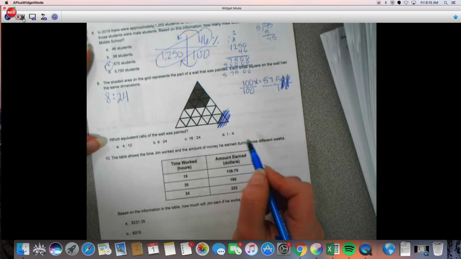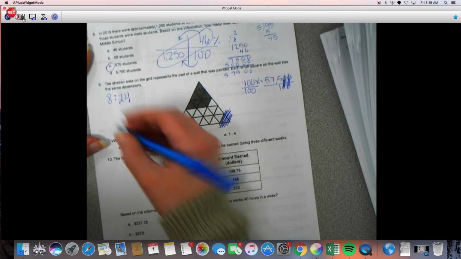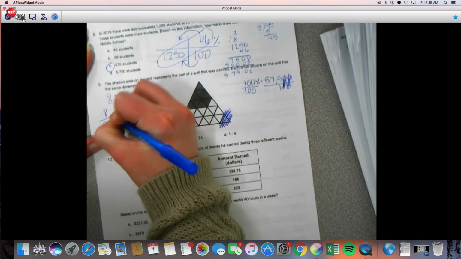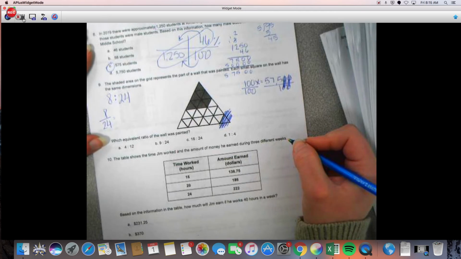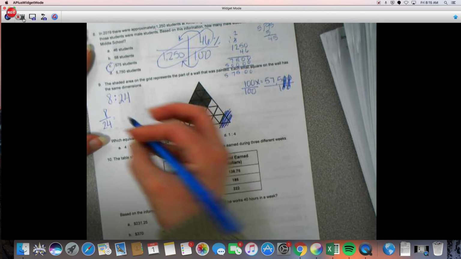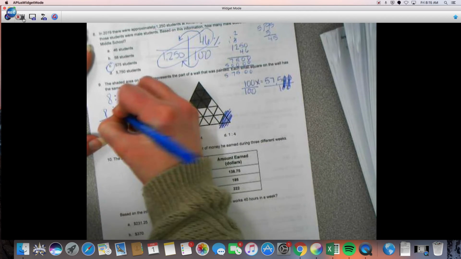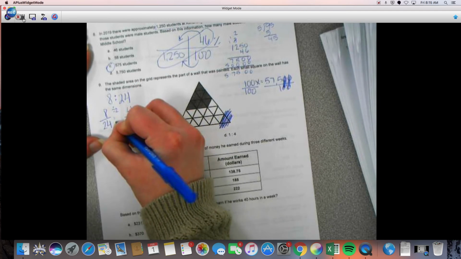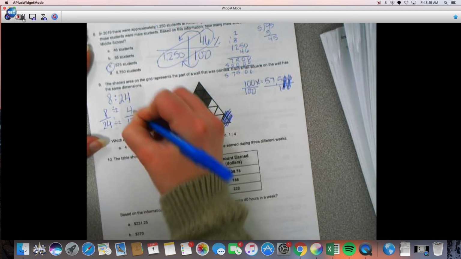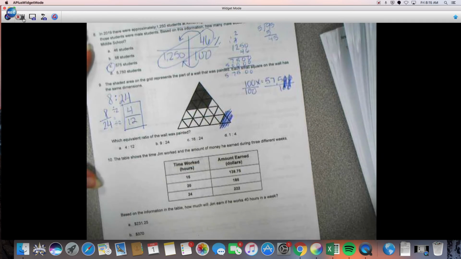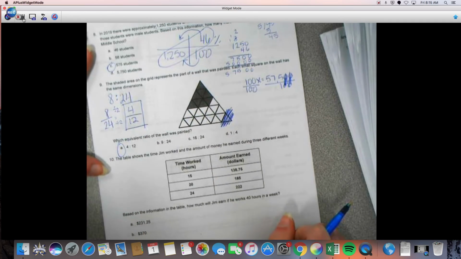So I'm going to start by reducing this because it can be reduced. If I have 8 over 24, I know that 2, let's say, can go into both of those. 8 divided by 2 is 4. 24 divided by 2 is 12. Do I see this anywhere? Absolutely. Answer choice A, and now I'm done.